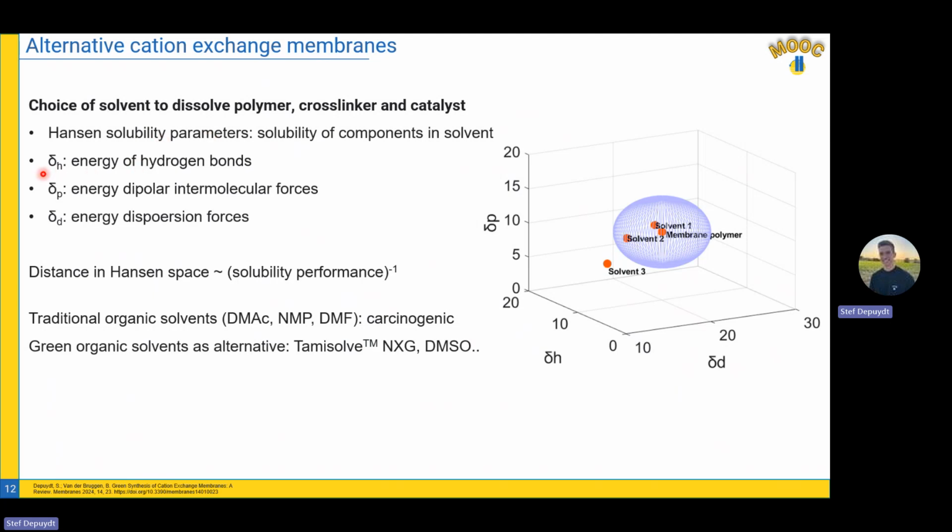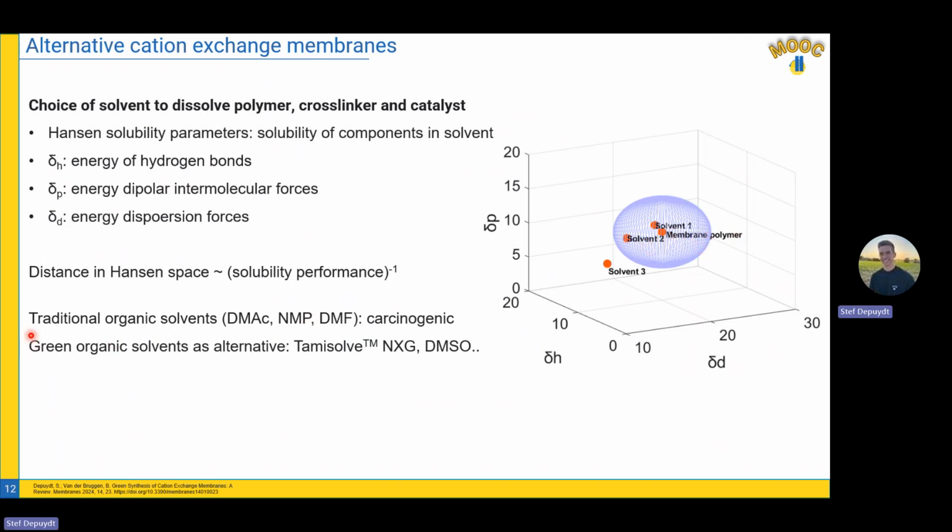We have delta H that is related to the energy of the hydrogen bonds of our compounds. Delta P is related to the energy of dipolar intermolecular forces, and then we have delta D, which is related to the energy of dispersion forces. We can use these 3 parameters as coordinates to put the compound in a Hansen space, like here. We have, for example, the membrane polymer here with a certain delta D, delta H, and delta P. And then we also put our solvents there with their coordinates. We can see that solvent 1 and solvent 2 are much closer to the membrane polymer, so they will be the better options to dissolve our membrane polymer.